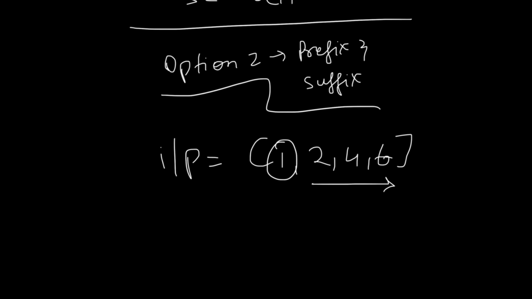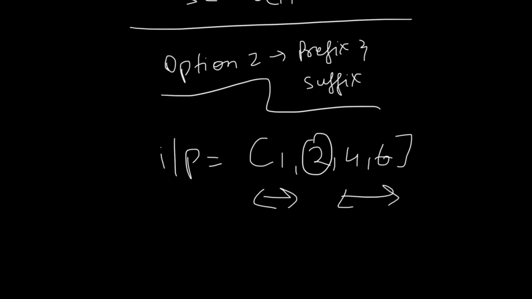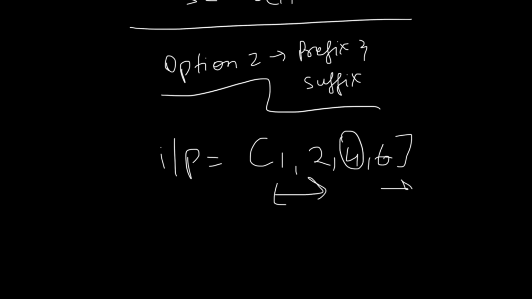If you're at 2, we'll have to calculate the product of the numbers before it and after it, and then include them in the product to get the result at this index. Similarly, for 4, we'll have to calculate the product of 1 and 2, and then calculate the numbers which are after 4, and include them in the suffix product. That is how we're going to get the result at 4, and similarly at 6.